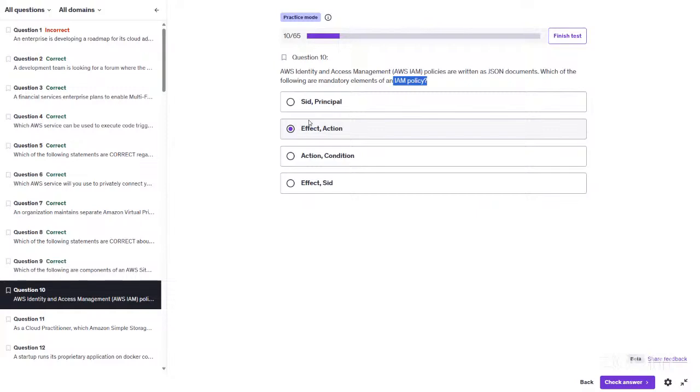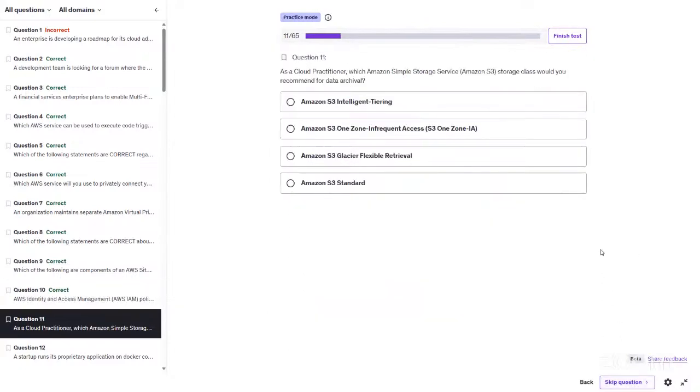So the correct answer is going to be effect and action. Those are mandatory to have. You don't have to have the principal because it's already the IAM we're talking about. You don't need condition and you don't need statement ID. They're not important. So it's effect and action.